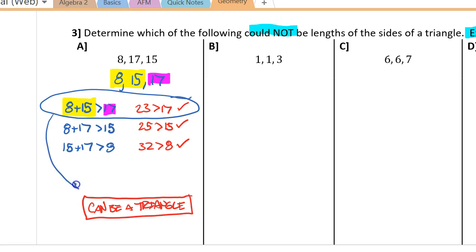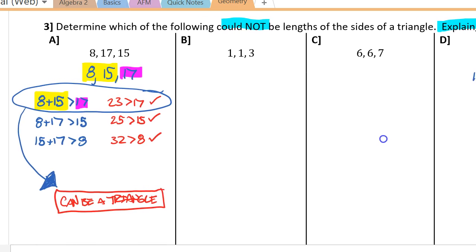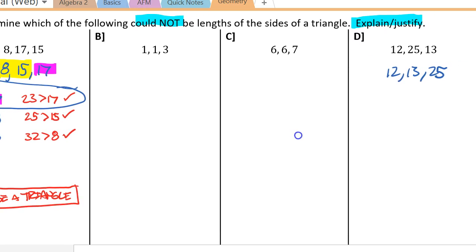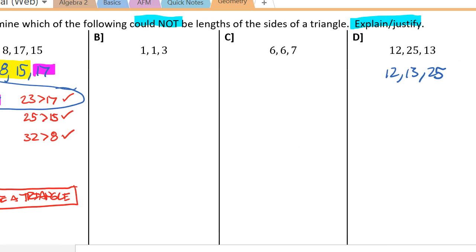It is true, so we can quickly jump to the idea that yes, this in fact can be a triangle using these three side lengths. I'm going to go ahead and use this on the remaining three examples, just using the shortcut version. So, taking a look at 3B, 1, 1, and 3.